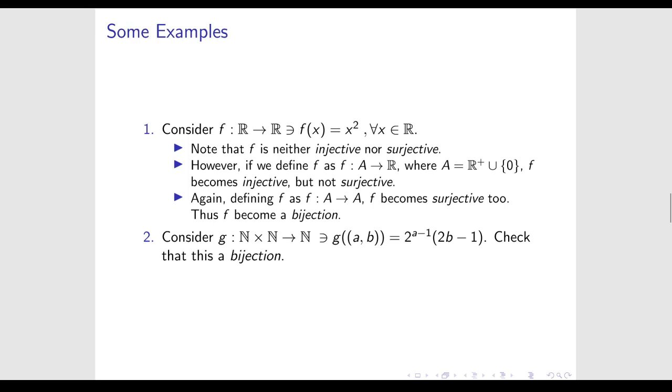Another example, an interesting one, is a function from natural numbers crossed with natural numbers to natural numbers, such that g maps the ordered pair (a, b) to the natural number 2^(a-1) multiplied with (2b-1). Check that this is a bijection.